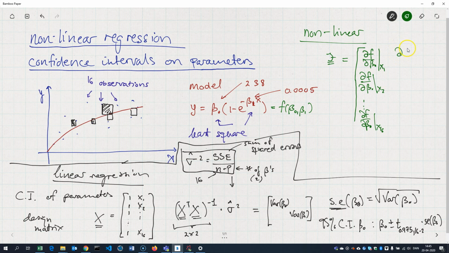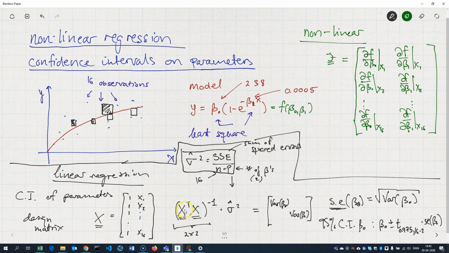Next column, well, you guessed it, I differentiate my function with respect to beta 1 and evaluate that derivative at x1. And over here, I evaluate it at x2 and so on, until I reach the final row where I evaluate it at x16. And that's my Jacobian matrix. So that's a matrix of numbers, and it replaces the design matrix. It plays the same part as the design matrix.